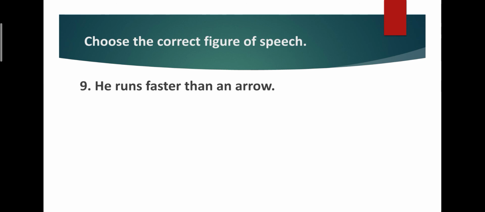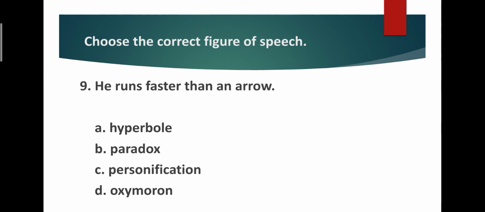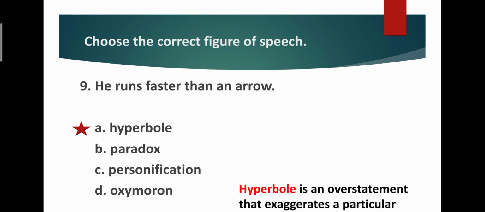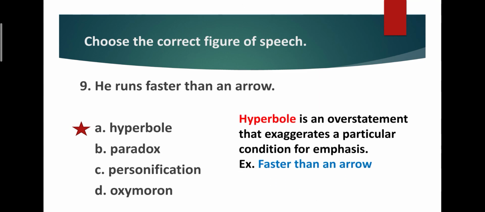But anyway, this is just an example of A. Hyperbole, B. Paradox, C. Personification, D. Oxymoron. Okay, kay di man ikathuan class, this is an example of hyperbole. Hyperbole is an overstatement that exaggerates a particular condition for emphasis. Faster than an arrow. Can't believe it.